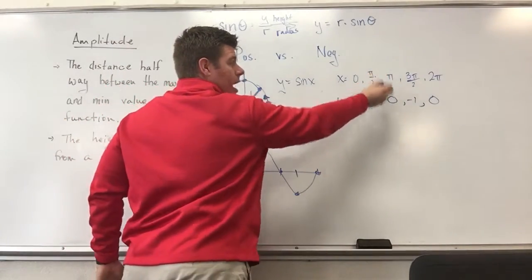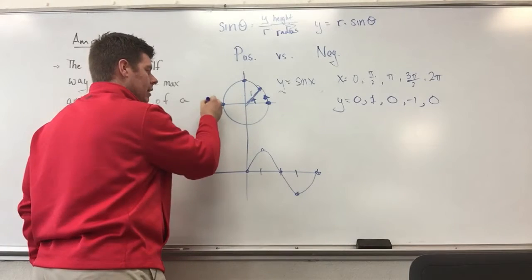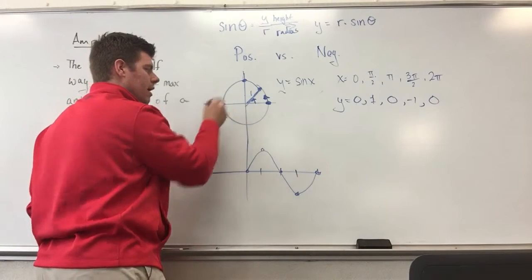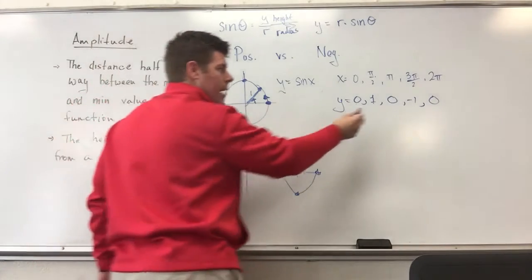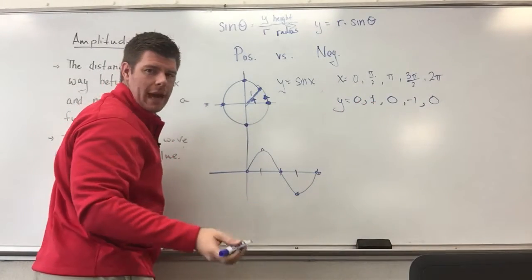So input is pi over 2, output is 1. Then we travel all the way to pi, and we find what my height is from the x-axis: it happens to be 0 units away. The negative 1 is now showing the depth that it travels.